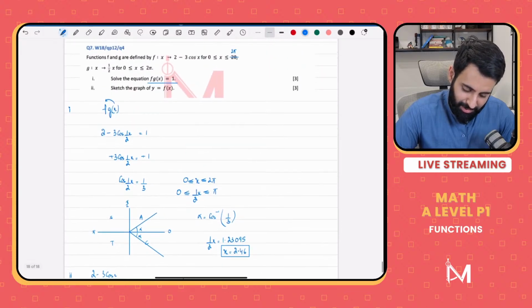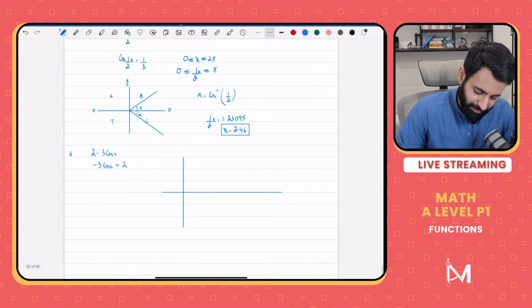Minus 3 cos x plus 2. And what's the range? The range is from 0 to 2 pi.